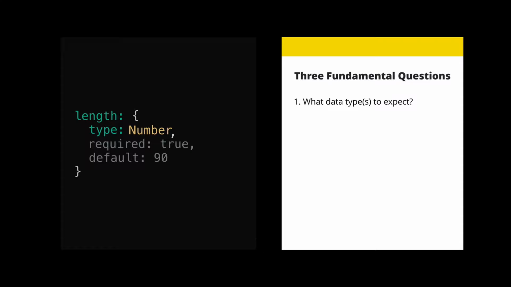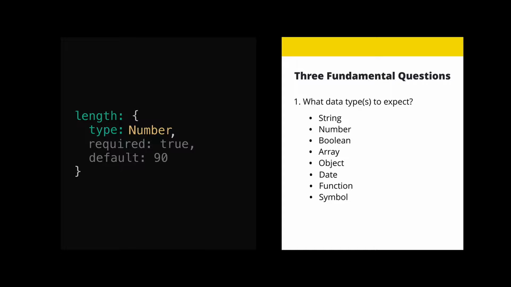Most of us are familiar with the common JavaScript types string, number, boolean, array, and object. But there are some additional types that you might want to be aware of, such as date, function, and symbol. In the case of length, we're currently defining it as a type number, since we'll use a computed property to generate the format ourselves separately.